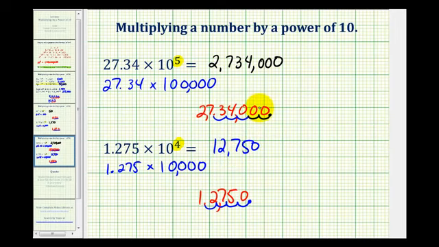So this is a nice shortcut when multiplying by a positive power of 10 and the exponent is a whole number. I hope you found this helpful.